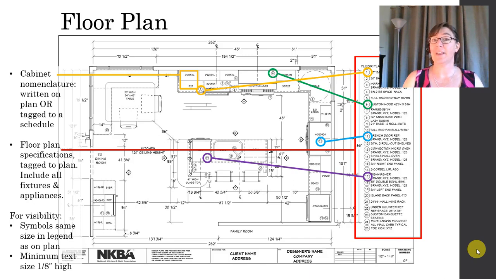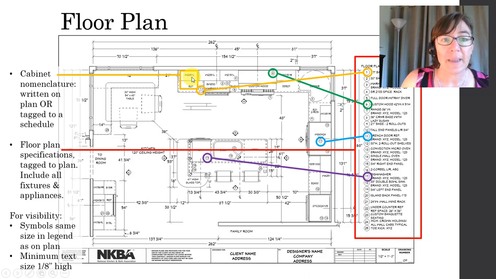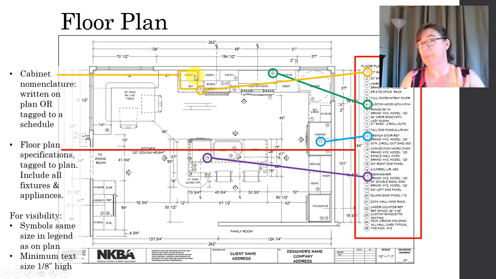All right, here's where it starts to get tricky. An NKBA floor plan will have cabinet nomenclature. Nomenclature is a fancy word for names. The cabinet nomenclature will either be written on the plan or tagged to a schedule. Here's an example right here. It says W2351L, and we'll talk about what that means later. Right now, that's what it is. It's for the wall cabinet, and it's written right here on the plan. Here for the base cabinet, it says B27. That's the nomenclature for that particular cabinet.